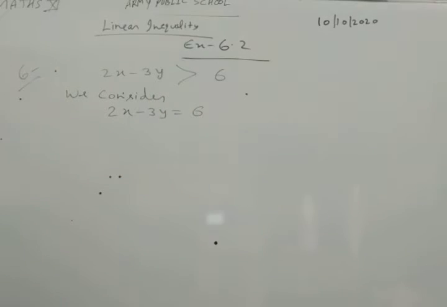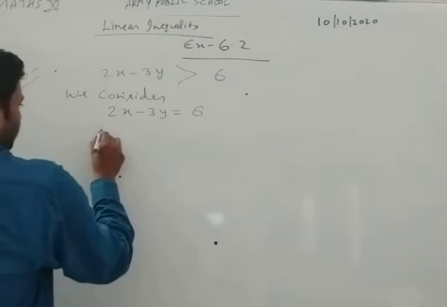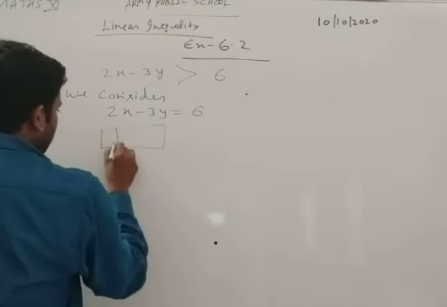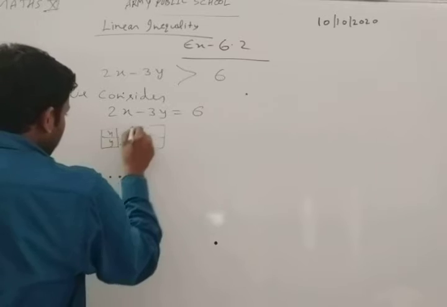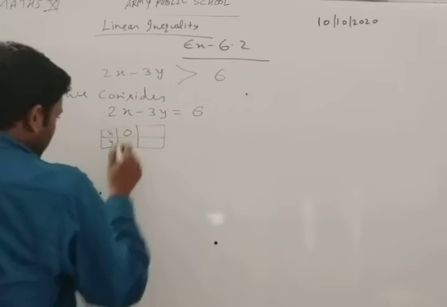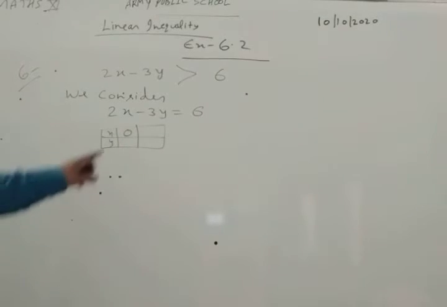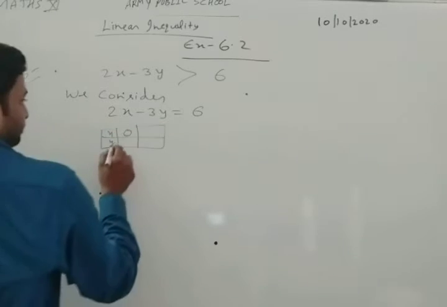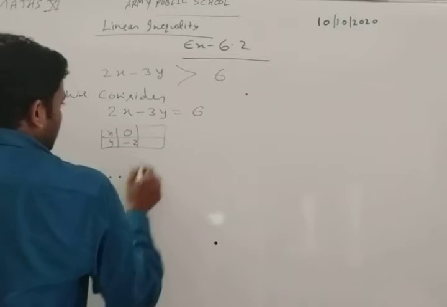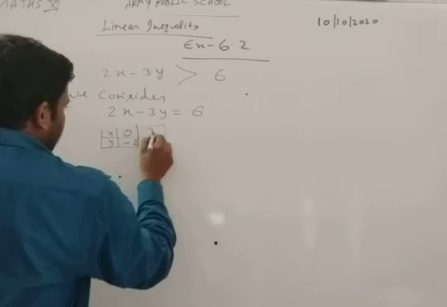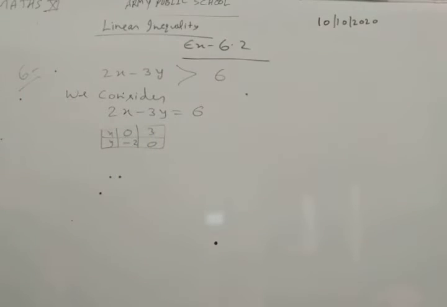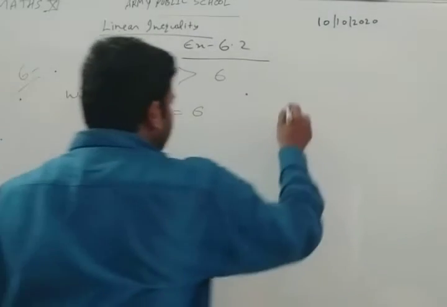Now the graph of this equality. Again take points x, y. X is 0, then y is minus 2. If y is 0, then x is 3. Now draw the graph.